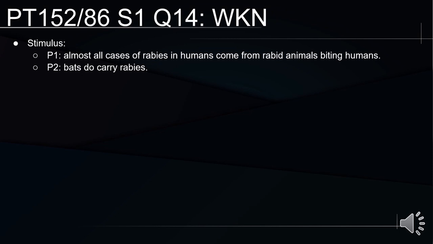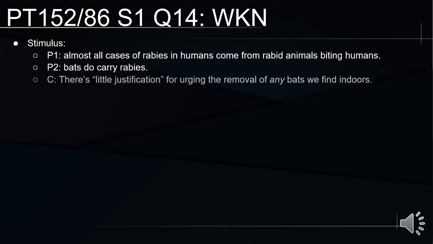We get stalled in the conversation immediately here because it jumps to the conclusion, which is Pratt telling us that there is little justification for health warnings that urge the removal of any bats residing in buildings where people work or live. All right, so in Pratt's opinion, they're concluding here that we should not go hard against bats. There's not really a justification for us to go hard against indoor bats.